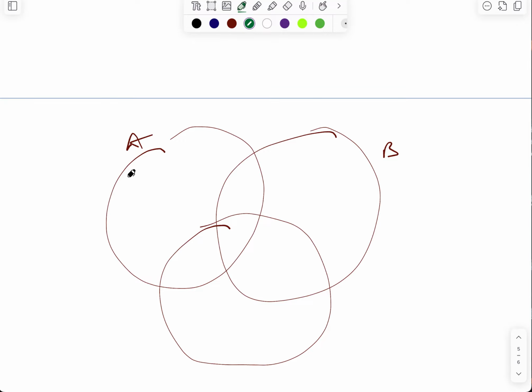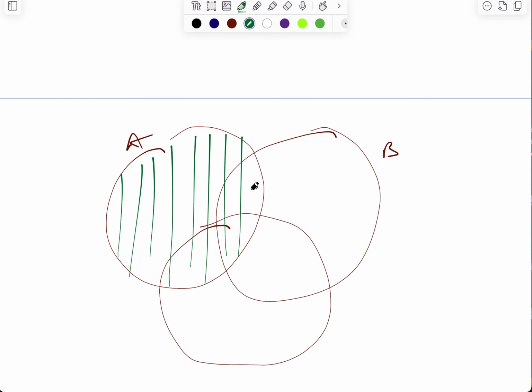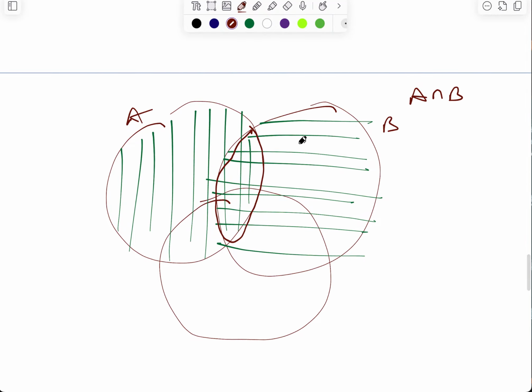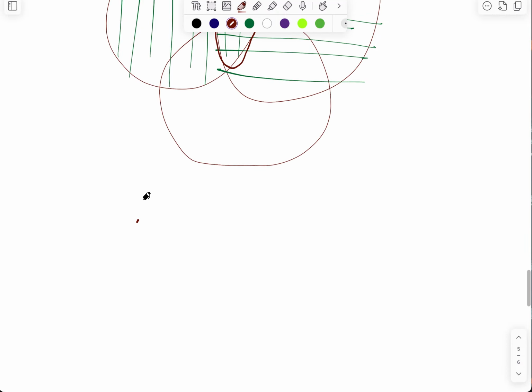So A, we used the vertical. For B, anywhere we see B, we use the horizontal. So you can see the region where this is covering. This region here is the region of A intersection B. What if I wanted to do A intersection B intersection C?